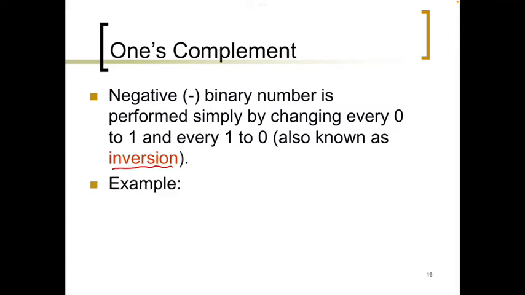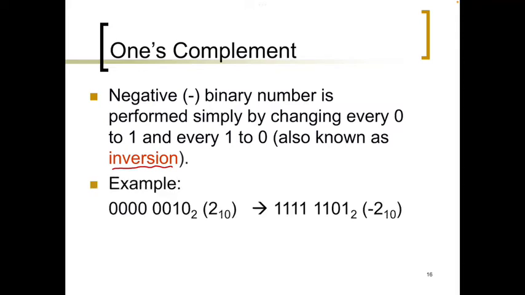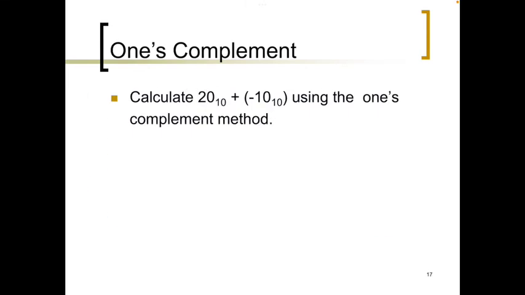For example, in this technique, one's complement, if we have 2, 2 in 8 bit will be 00000010. And to represent negative 2, we convert each 0 here to 1, and 1 becomes 0. We know in theory how we can represent a negative number by using one's complement.